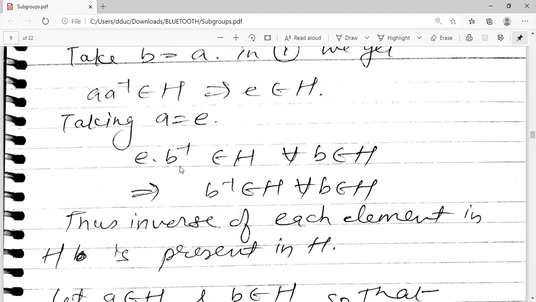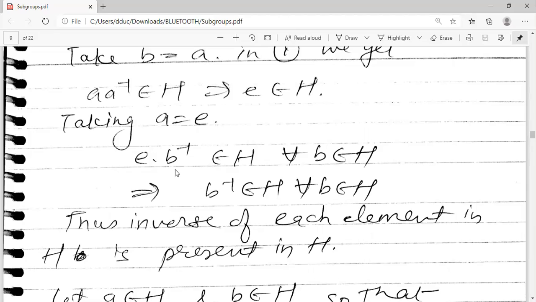Now using the same condition 1, if I take A equal to identity, because we have already shown that identity belongs to H, I can take A equal to E. So if I take A equal to the identity element, then identity times B inverse belongs to H by 1. Now what is identity times B inverse? That will be B inverse only, because identity will not change this B inverse, so you will have B inverse belongs to H.